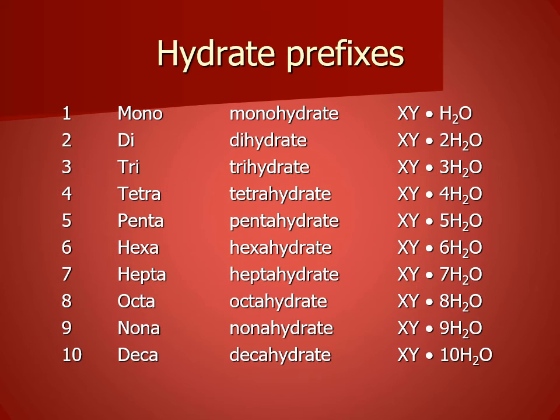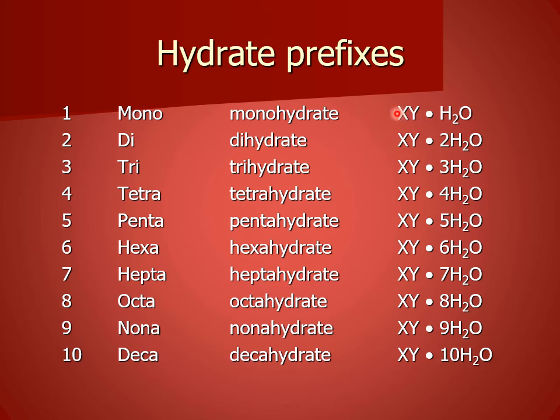So in order to do the examples, we will need a list of prefixes. If you are handwriting your notes, here's what I would suggest. You get the 1 through 10, and you get the prefixes mono through deca. I would not write any of this other information to the right because these are simply showing you how it would work as far as the mono comes in front of a hydrate, meaning monohydrate.